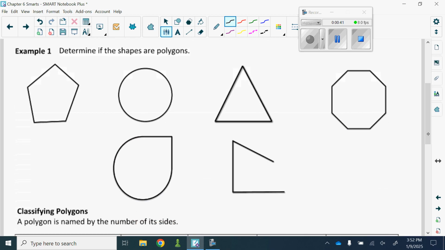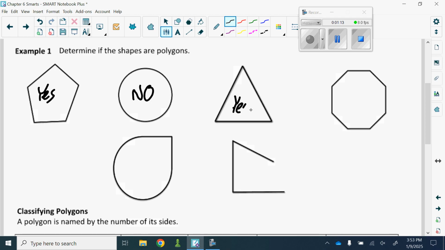So this just has you determine if the shapes are polygons. Essentially what we need is a closed figure with sides. That's essentially what we're looking for. So yes, this is a closed figure that has line segments for sides. This is a circle, which we are familiar with, but it is not a polygon. It is closed, but it does not have line segments as sides.